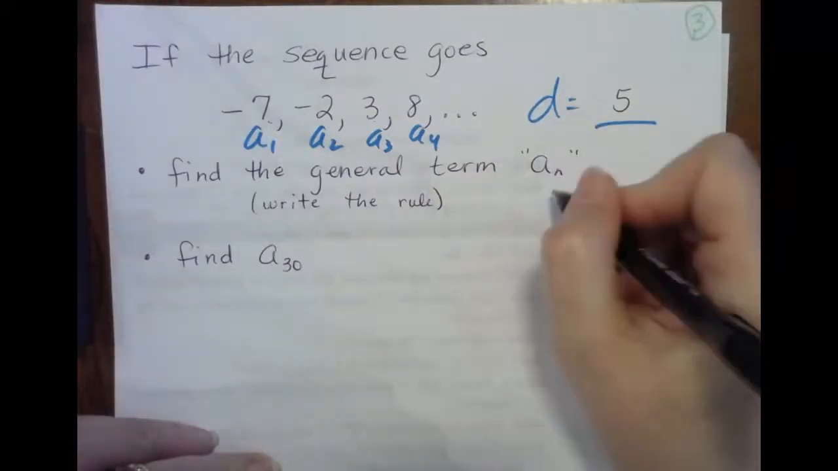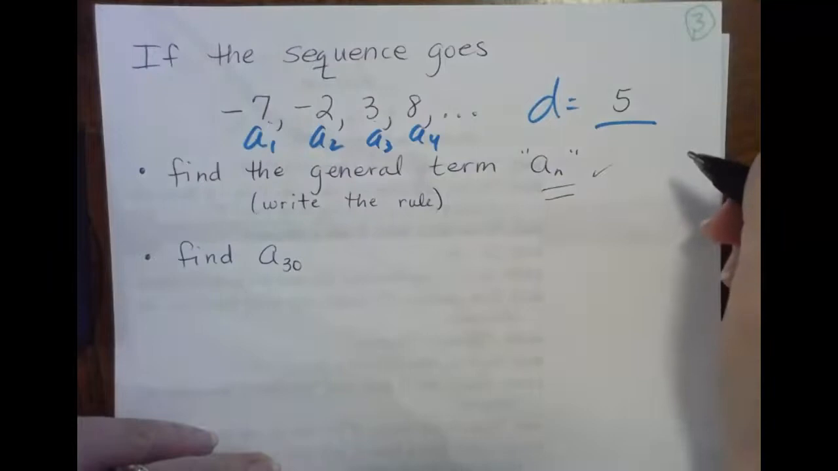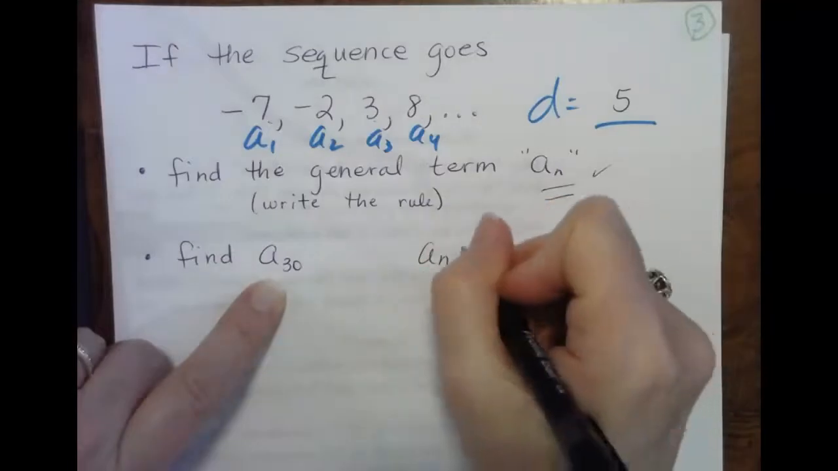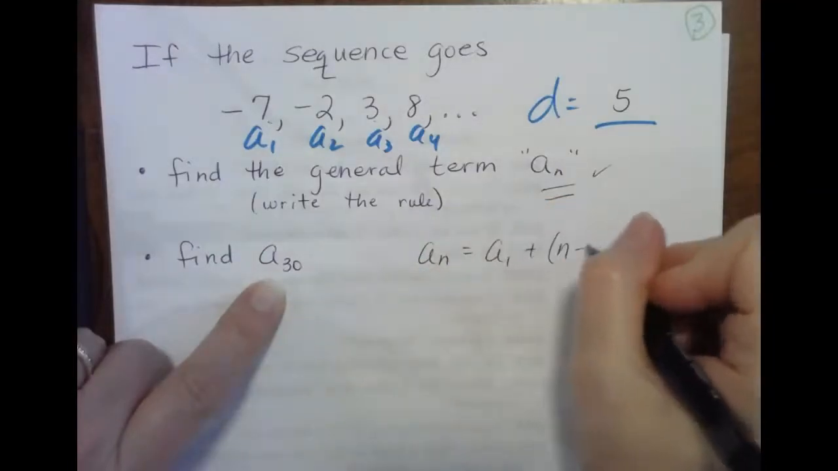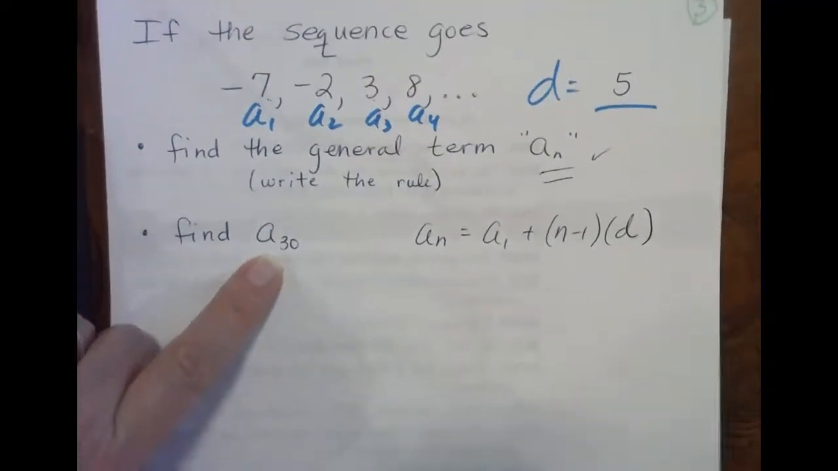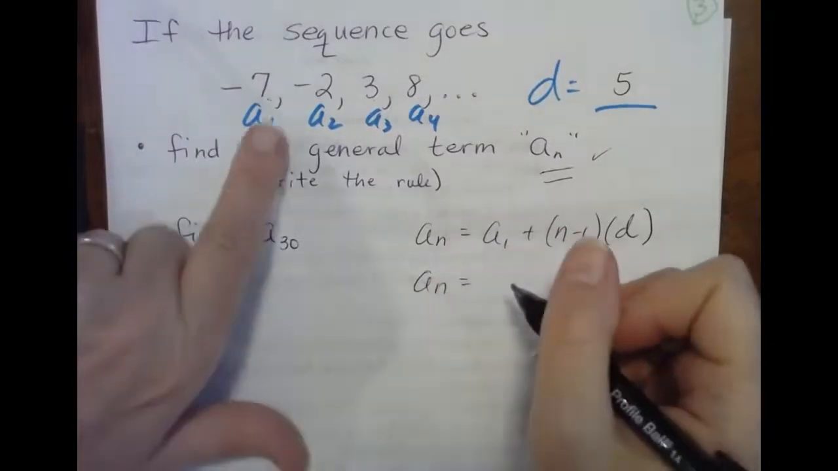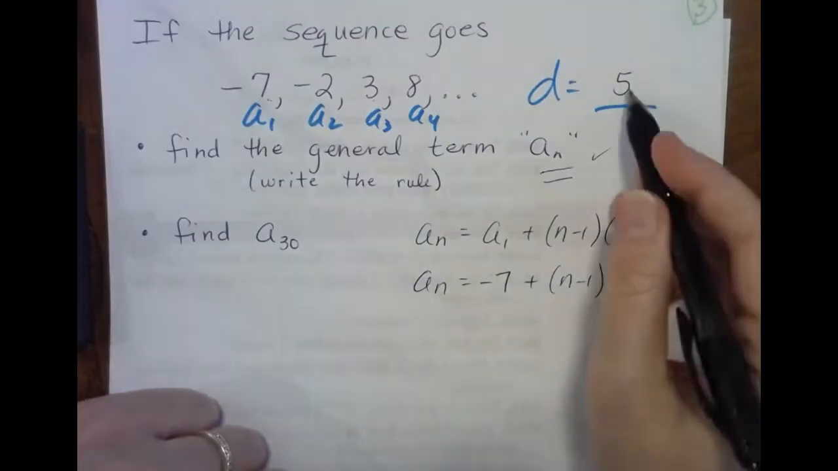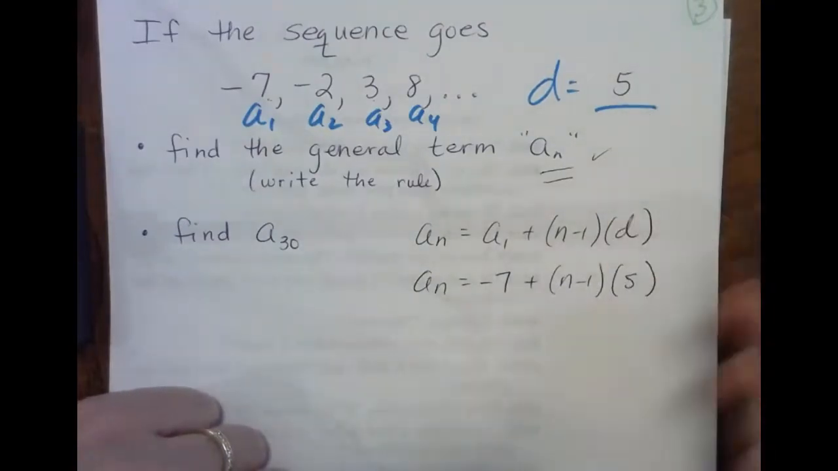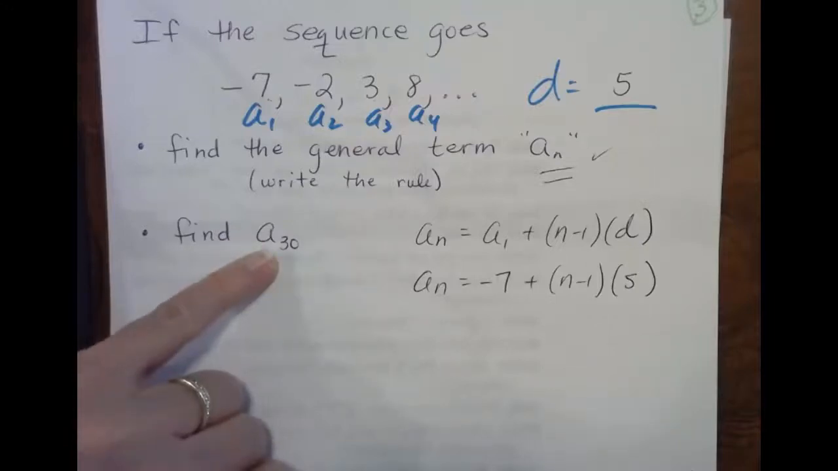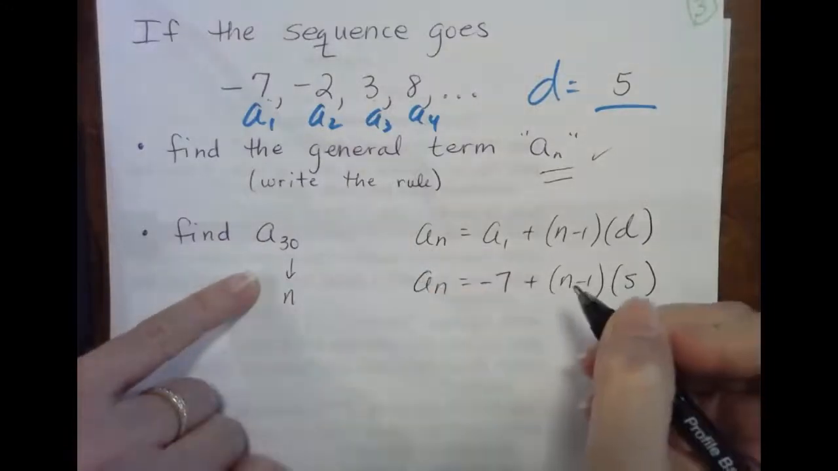So let's find the general term or the general rule, which is finding a sub n, and then we'll find a sub 30. So here it is again, what I ask you to memorize. That's the formula for every arithmetic sequence that has a common difference. So a sub n equals a sub 1, which is negative 7, plus n minus 1 times the d, which is 5. So this is our general rule for this particular arithmetic sequence. Therefore, we're going to find a sub 30. So we will let n equal 30.